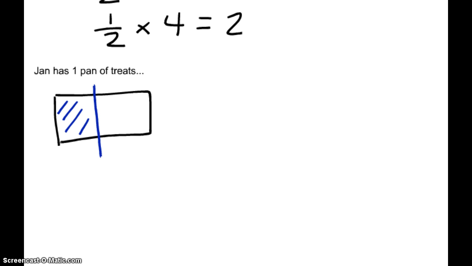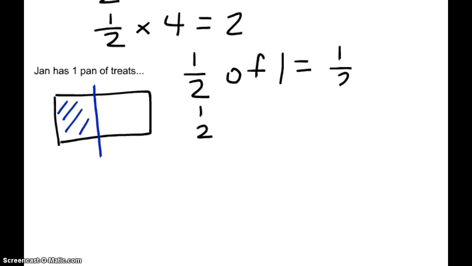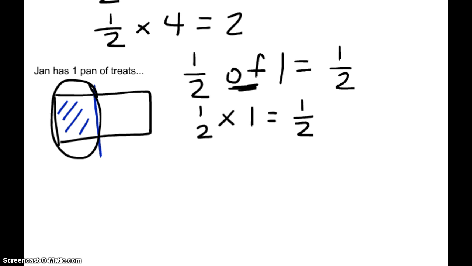So what is it that we did in this problem? We took half of 1. And let's write this here, 1/2 of 1 is a half. So this is what she sent to school. So 1/2 of 1, remember part of something means multiply. So 1/2 times 1 equals 1/2.